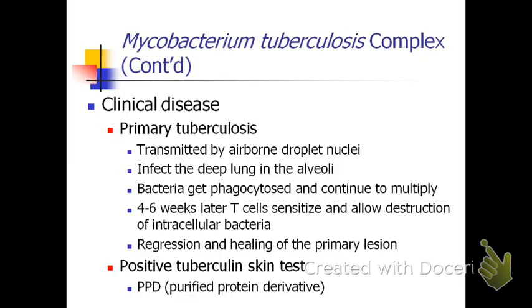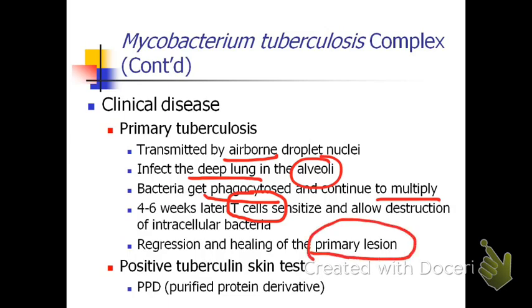So, in summary, as you can see, primary tuberculosis is transmitted by airborne route. So, they infect the lower respiratory tract, particularly the alveoli. Even though they are phagocytized, they continue to multiply. And 4 to 6 weeks later, T cells, an important cell of our cell-mediated immunity, will be synthesized and allow destruction of intracellular bacteria. Eventually, there will be regression and healing of the primary lesion. This is the hope or a good prognostic index.